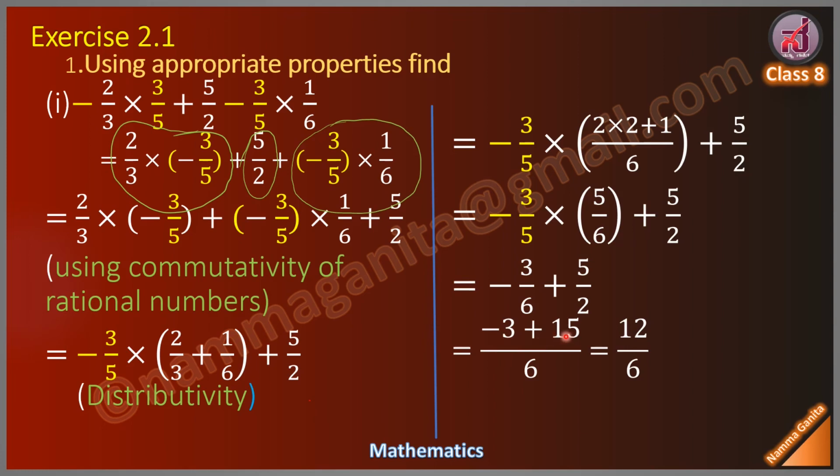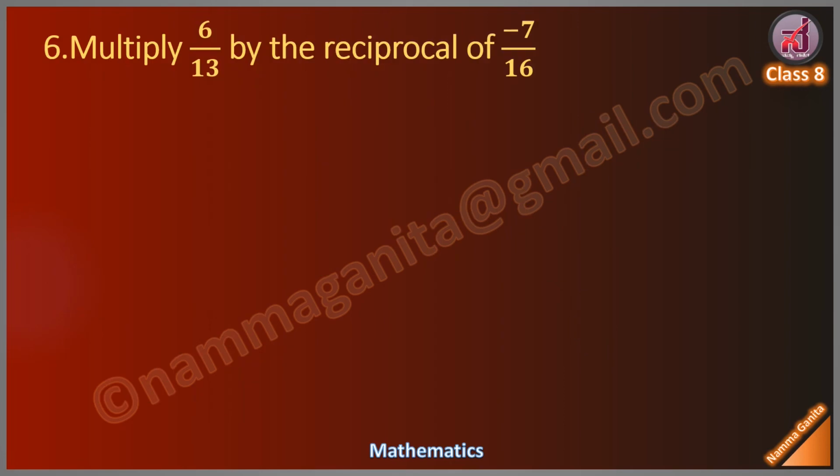See here. Minus 3 plus 15. Sign of the bigger number is plus. This is plus. And then subtract 3 from 15. That is 12. Plus 12 divided by 6. 6 1s are 6, 6 2s are 12. Final answer is 2.